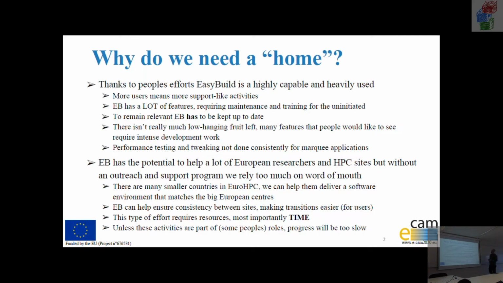And of course, if you look at the potential of EasyBuild, it has the potential to help an awful lot of people, an awful lot of European researchers and the HPC sites.